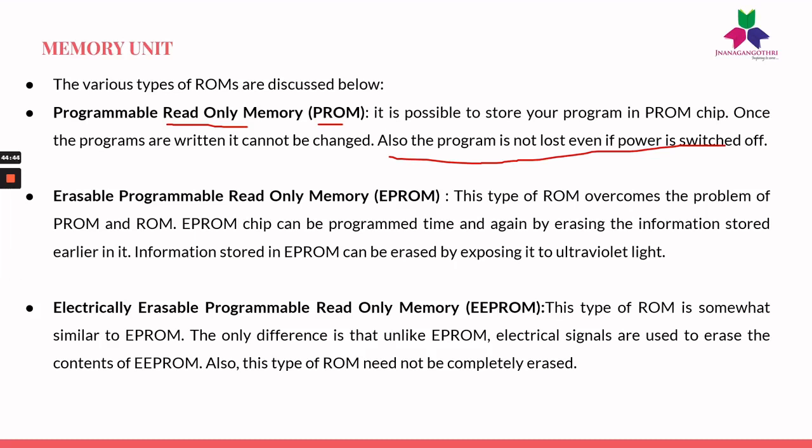Then there is another type known as erasable programmable read-only memory, EPROM. This was used to overcome the problems in PROM and ROM. An EPROM chip can be programmed time and again by erasing the information which is already present in it earlier.